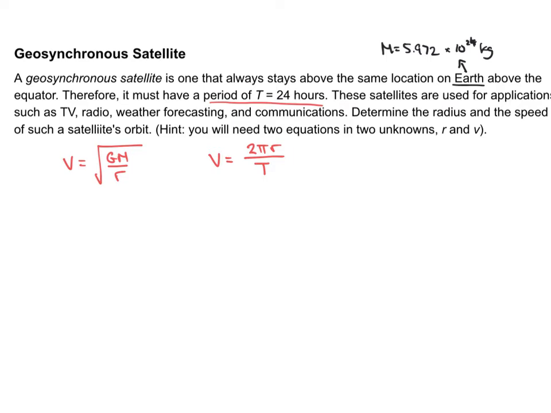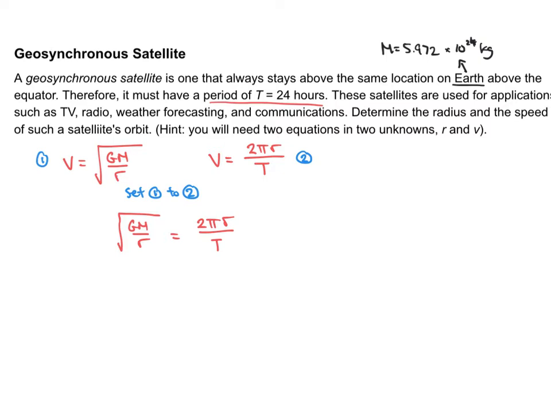Okay, so I'm going to do some rearranging here. First of all, if I call these equations 1 and 2, I notice that they're both isolated for v, so that makes it an easy substitution. I can just sub one into the other, or another way we say it is we set them equal to each other. They're both equal to v, so they should both be equal to the same thing. So that is root gm over r is going to have to equal 2 pi r over the period. And then I can solve for the radius.